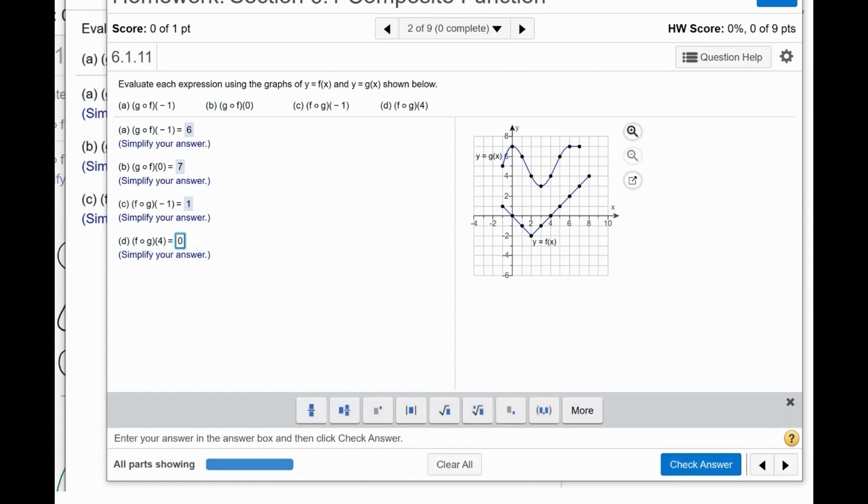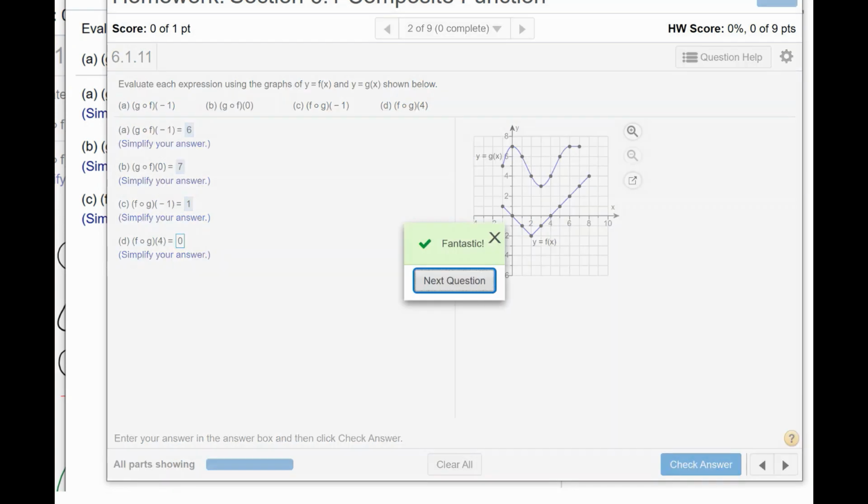Please be right. Please, please, please. Yes. So that is how you work a composition function when you have no equation. All you have is the actual graph.